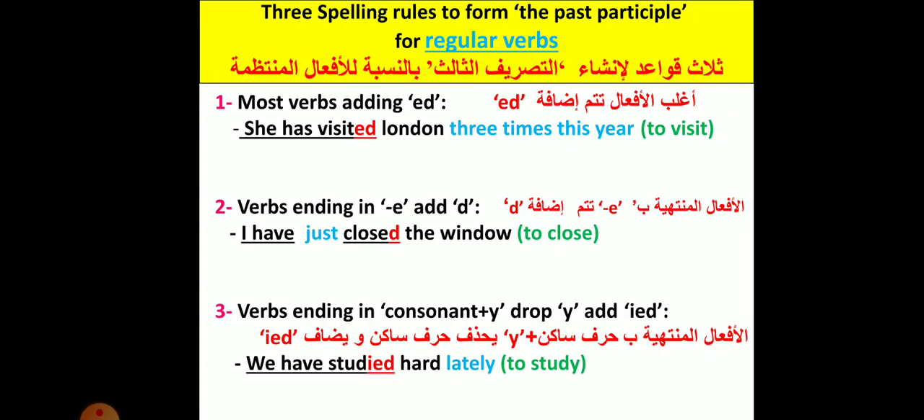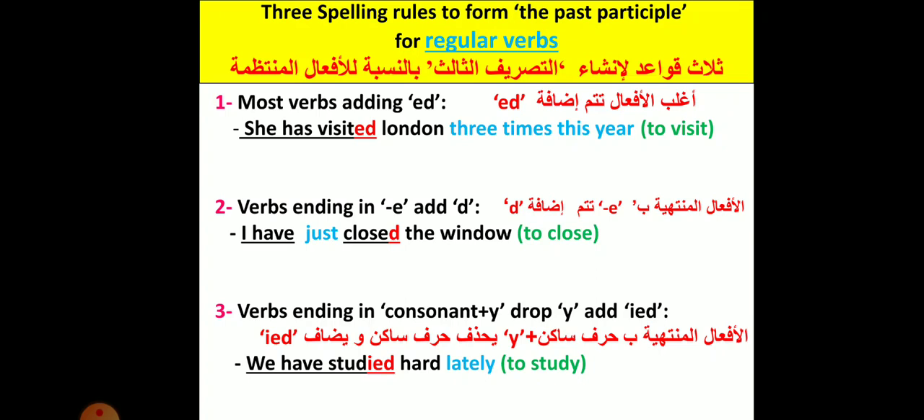There are 3 spelling rules to form the past participle for regular verbs. Please pay attention. Here we are talking about the regular verbs. So the first spelling rule, most verbs, we just add ed at the end of the verb. For example, she has visited London 3 times this year. She has visited is the verb to visit. We just added ed at the end of the verb. And 3 times this year is the adverb of time.